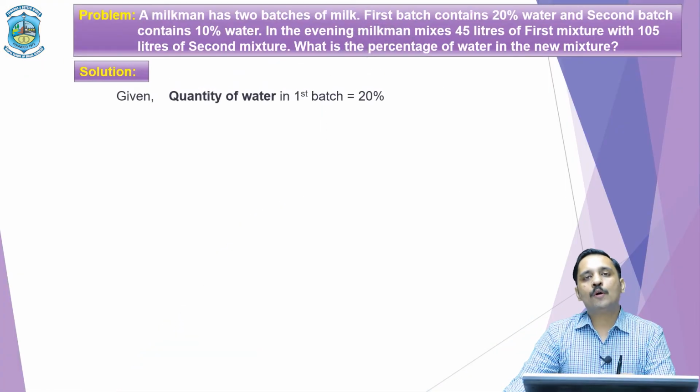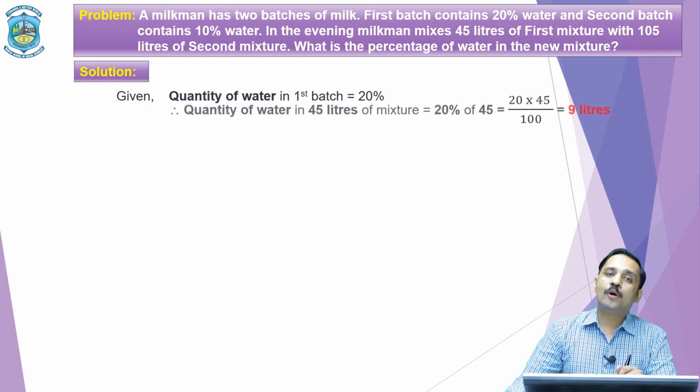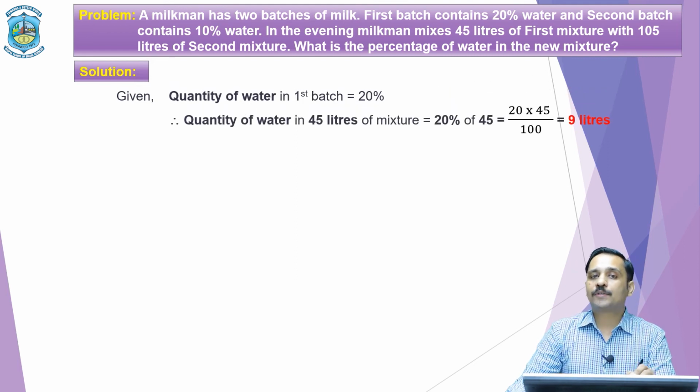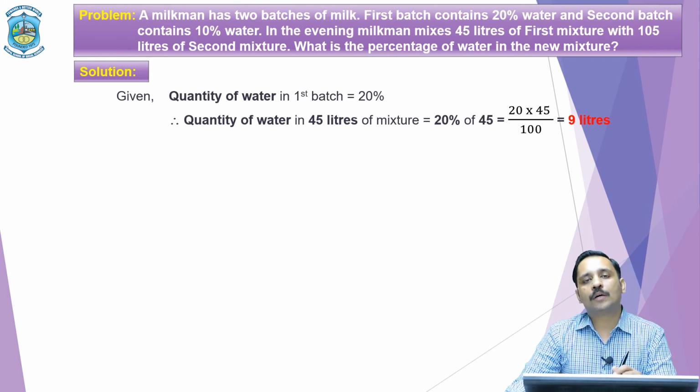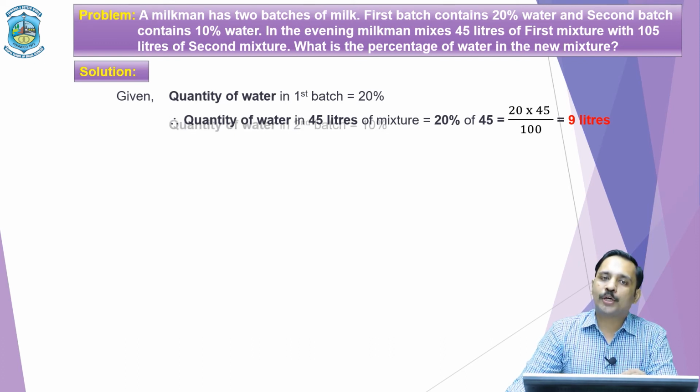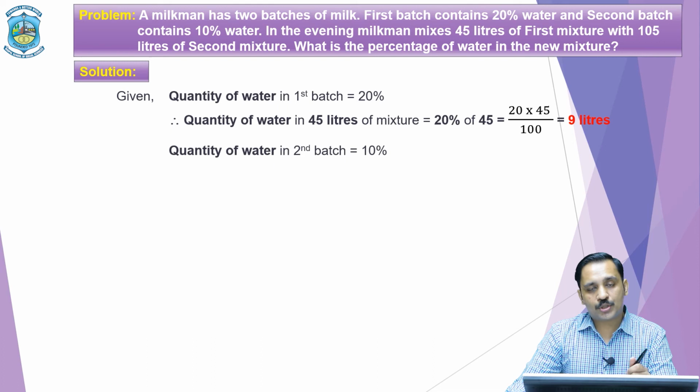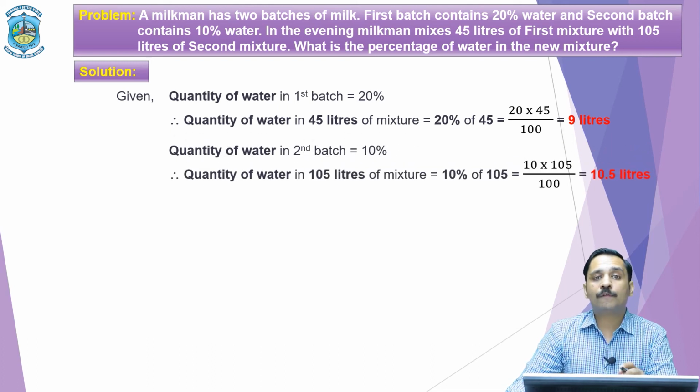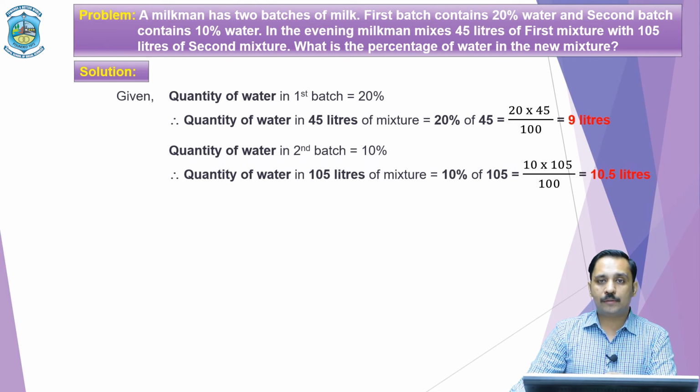Given the quantity of water in the first batch is 20%, therefore, the quantity of water in 45 liters of mixture, it is given that we have 45 liters of the first batch. So, the quantity of water in 45 liters of mixture is equal to 9 liters. Quantity of water in the second batch is 10%. Therefore, quantity of water in 105 liters of mixture is equal to 10.5 liters.